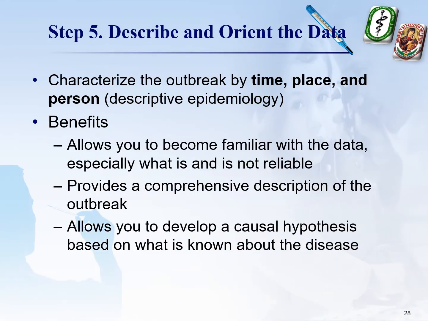So once some of the data have been collected, the epidemiologist can begin to characterize an outbreak by time, place, and person. In fact, this step may be performed several times during the course of an outbreak. Characterizing an outbreak by these variables is called descriptive epidemiology because the epidemiologist describes what has occurred in the population under study. This step is critical for several reasons.